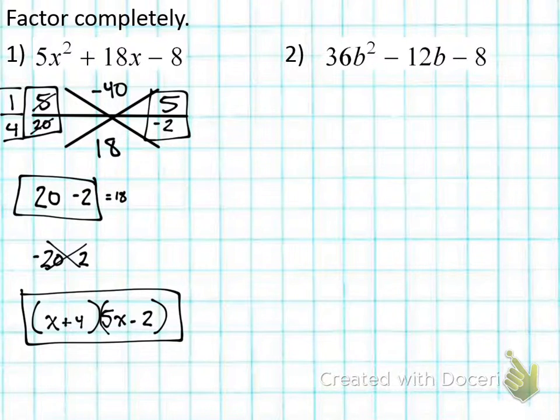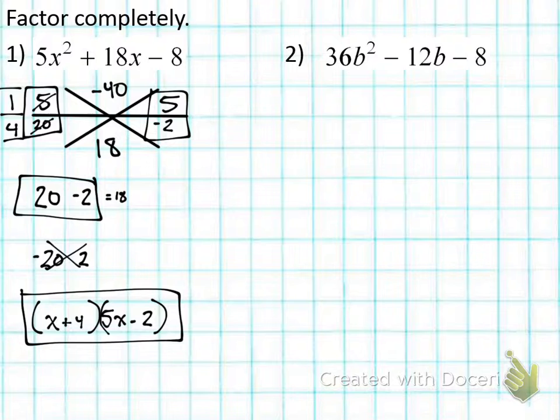Yep? So you don't need the 5x on the outside? Nope. At the beginning? Nope, it doesn't matter. Why doesn't it matter? What property did I say yesterday? Commutative property of multiplication. Okay, watch me do number 2 one more time.